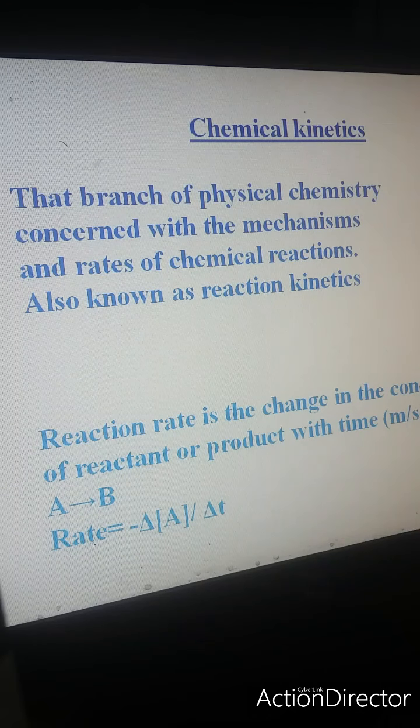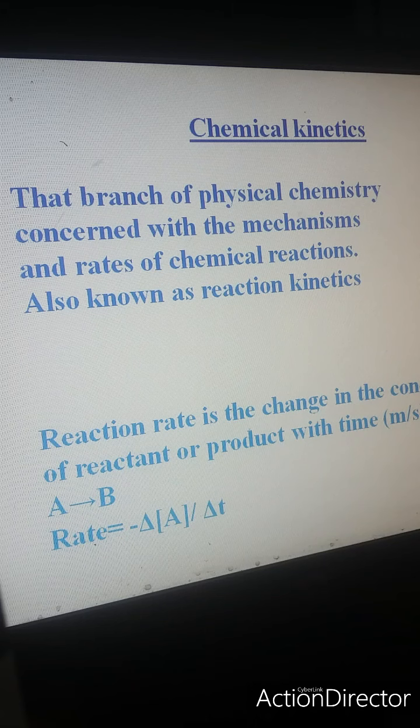Today's topic is chemical kinetics. When we talk about chemical kinetics, it comes under physical chemistry, and in this we mainly study the mechanisms and rate of chemical reactions. It is a branch of physical chemistry dealing with the rates of chemical reactions, and due to this it is also known as reaction kinetics.